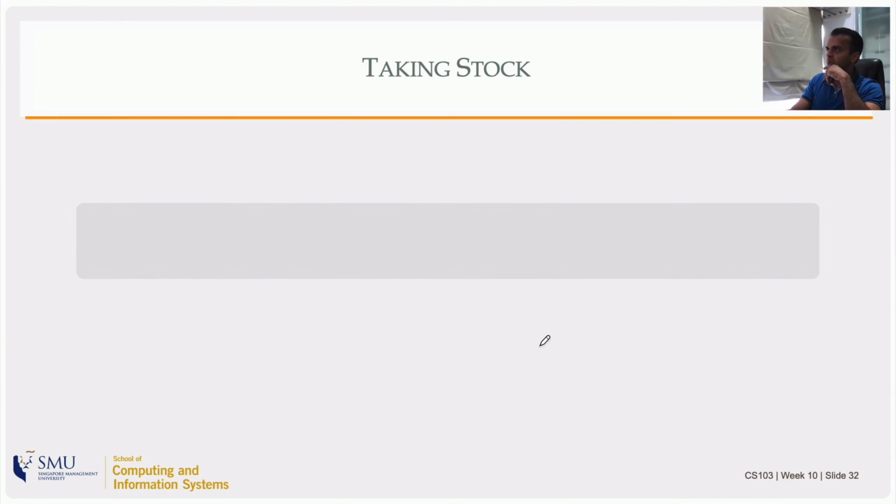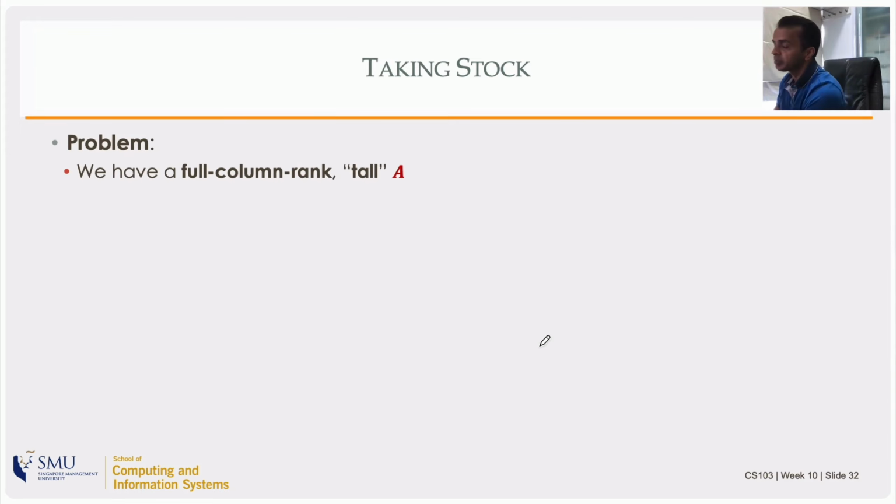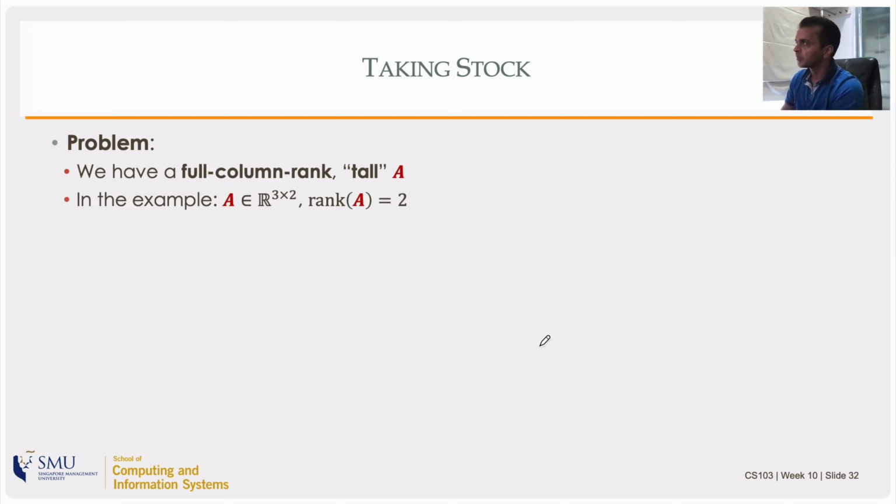So let's take stock of whatever we did so far. The problem that we're faced with: we have a full column rank tall matrix A. In this example that we did, we had 3 rows and 2 columns, so the rank was only 2, but that's the maximum rank it can have, so it's full rank, full column rank.